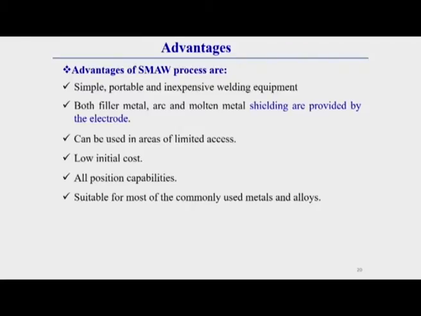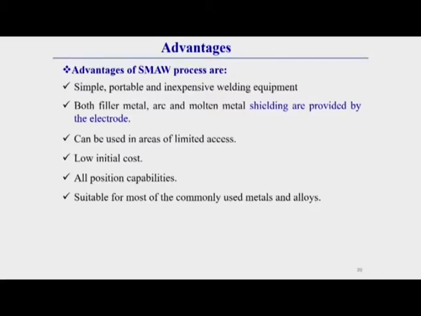Another thing, the filler material, arc, and molten metal shielding are all provided by the electrode. Whatever shielding we are providing, the shielding of molten material, electrode, and arc is all done by the electrode only, because it provides shielding gas as well as flux or slag cover. Due to this it shields the molten pool, the arc, and the filler material.